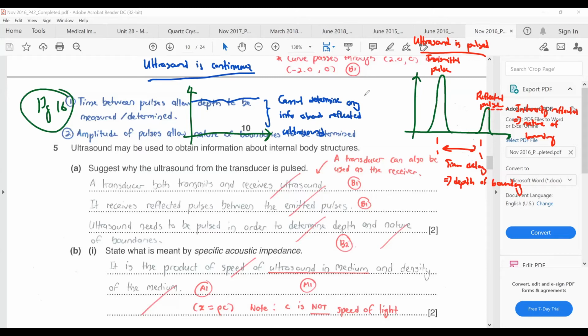So hence you need it to be pulsed. Only then can you clearly see it. Okay, so the answer here will be something like this. A transducer both transmits and receives ultrasound. It receives reflected pulses between emitted pulses. Your ultrasound needs to be pulsed in order to determine depth and nature of boundary.